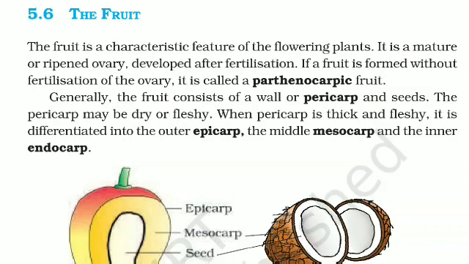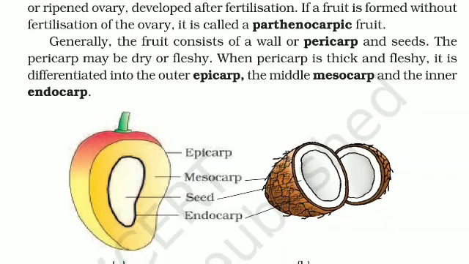Now, from the morphological point of view, the fruit consists of a wall or a pericarp and the seeds. The pericarp may be dry or fleshy. When the pericarp is thick and fleshy, as in case of mango, you can find it very commonly, and I think most of you love mangoes. Now then this is differentiated into outer epicarp, the middle mesocarp, and the inner endocarp. And you can find this example in coconut also.